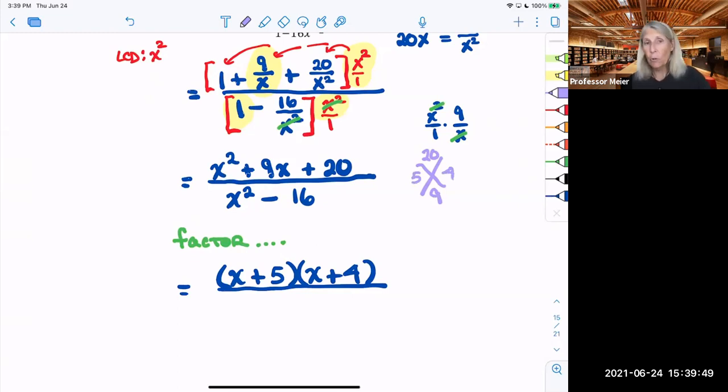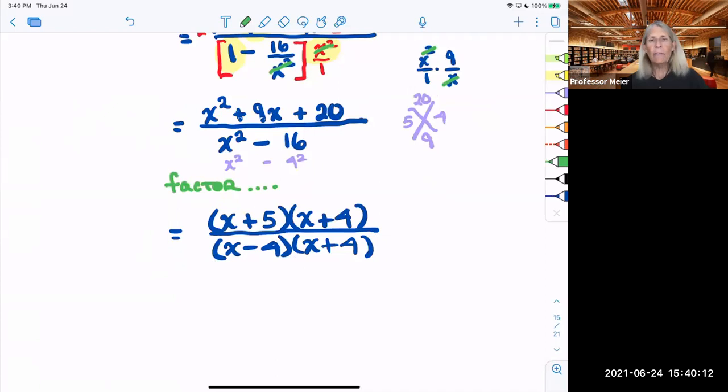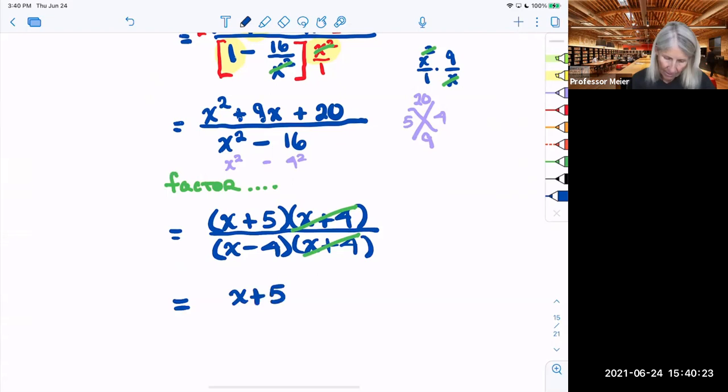And then, how does the denominator factor? That's a binomial on the bottom, and that's what we call a difference of squares. If you notice, we have an x squared here, minus a 4 squared here. So a difference of squares factors to x minus 4, x plus 4. And then, gosh, look at that. We have a common factor. And we know that if you have a common factor in a fraction, you can cancel it. Cancel, cancel. Finally, I'm at my answer. The answer is x plus 5 divided by x minus 4.